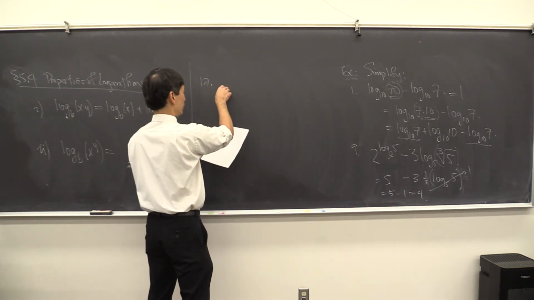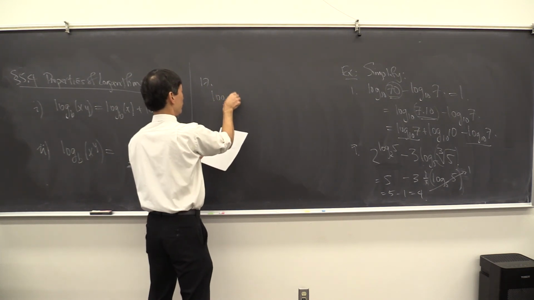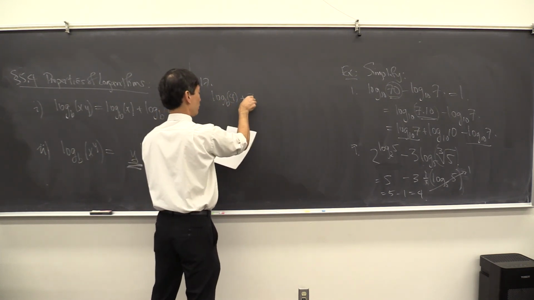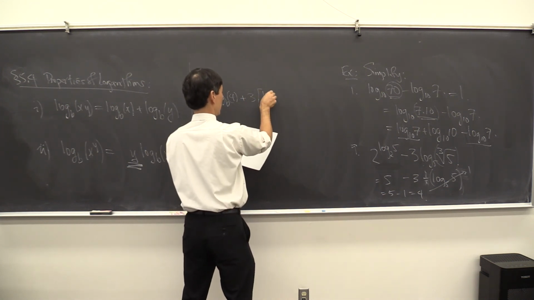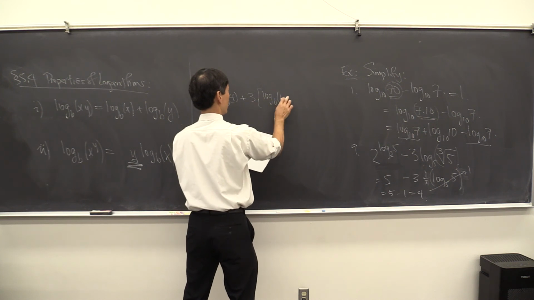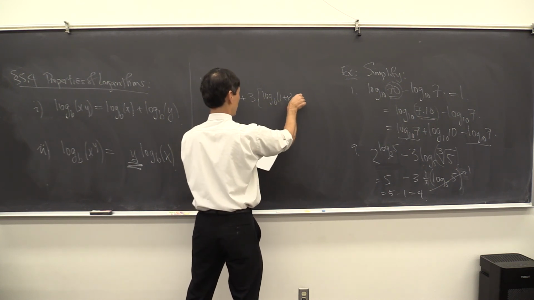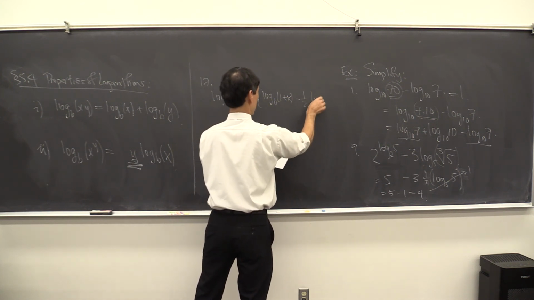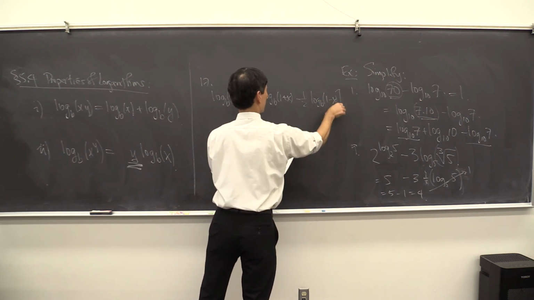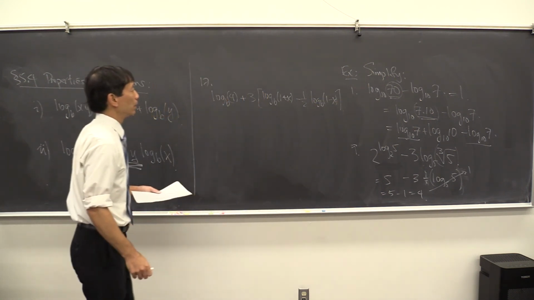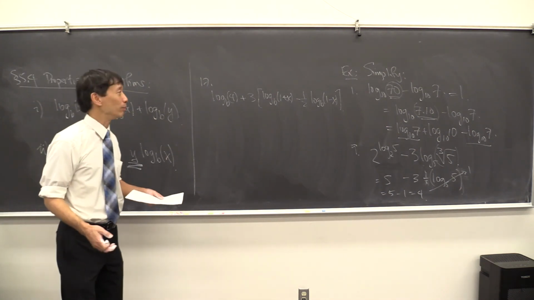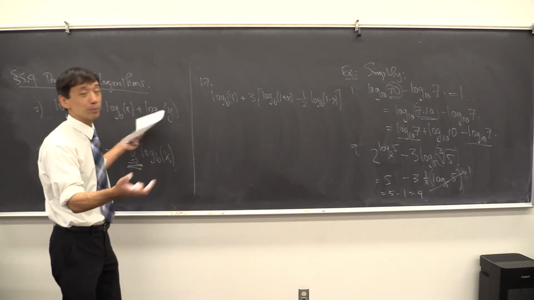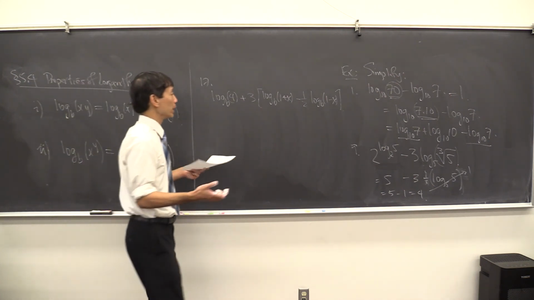Let me do one for you. So here's an example: log base b of 4 plus 3 times the quantity log base b of 1 plus x minus 1/2 log base b of 1 minus x. I don't think this is going to become very simple, but at least we can use the properties of log on it.